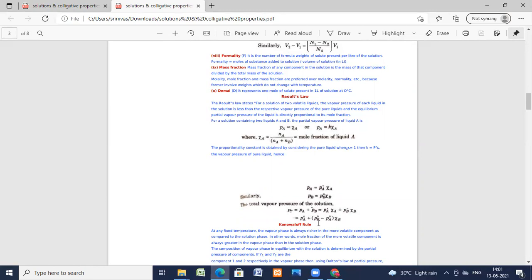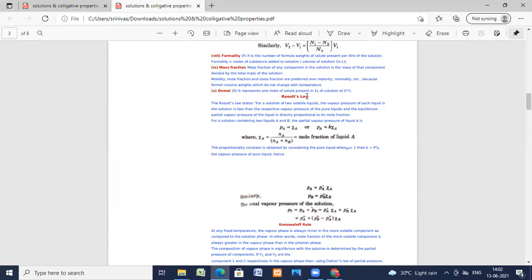I'm repeating Raoult's law once again. In a simple way, I'm giving you the definition: the relative lowering of vapor pressure of a dilute solution is equal to the mole fraction of the solute present in that solution. Therefore, P naught minus P by P naught is equal to the mole fraction of the solute, which is small n by n plus capital N.